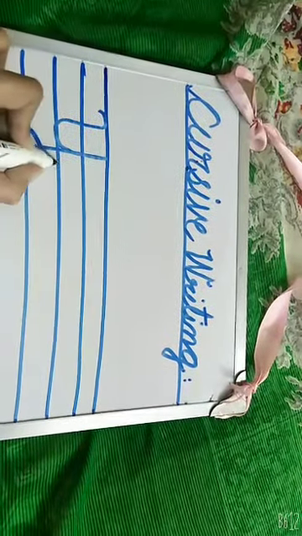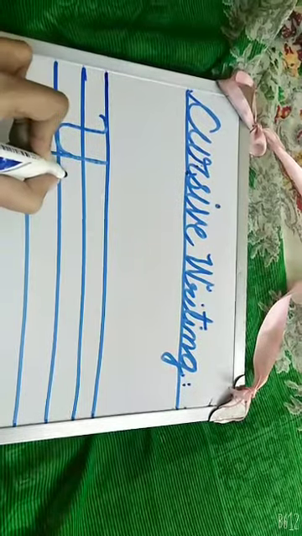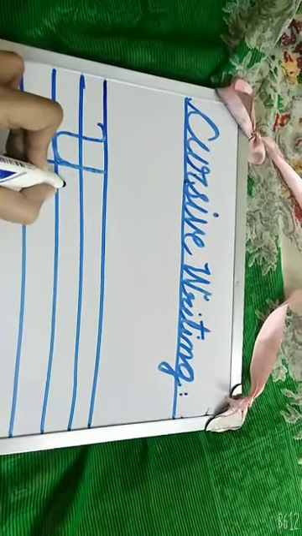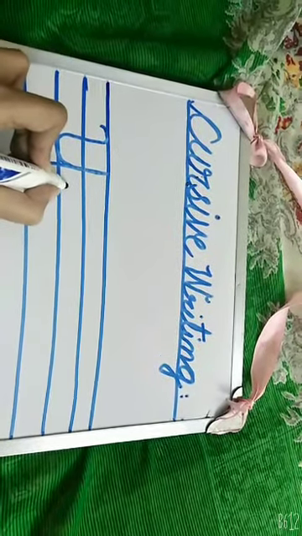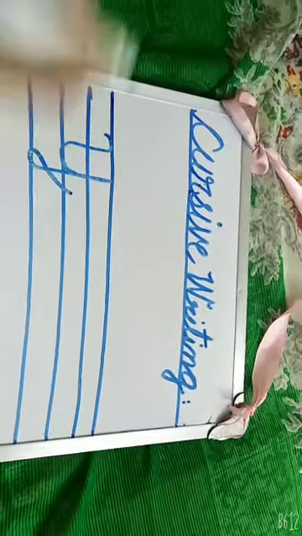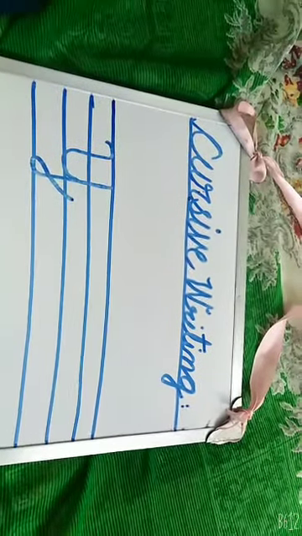Now move your marker diagonally upward, and after touching the third line, pick up your marker. Here is uppercase character Y.